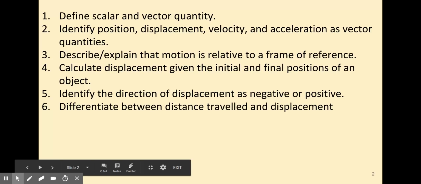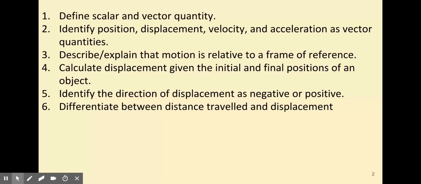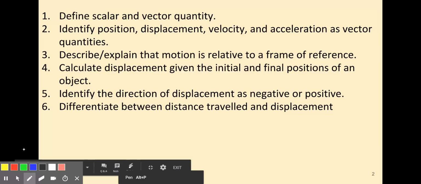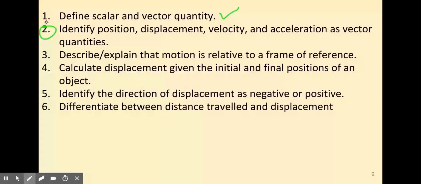Okay, the first 6 ICANs for this unit are here. We've already talked about defining scalar and vector quantities. That was assignment number 1. This one is going to develop number 2 as we work our way through all the ICANs. Number 3, we talked about yesterday and was part of your assignment number 2. Today, this video is going to review number 3 and go over how to do 4, 5, and 6, and I'm going to mention those ICANs as we work our way through.